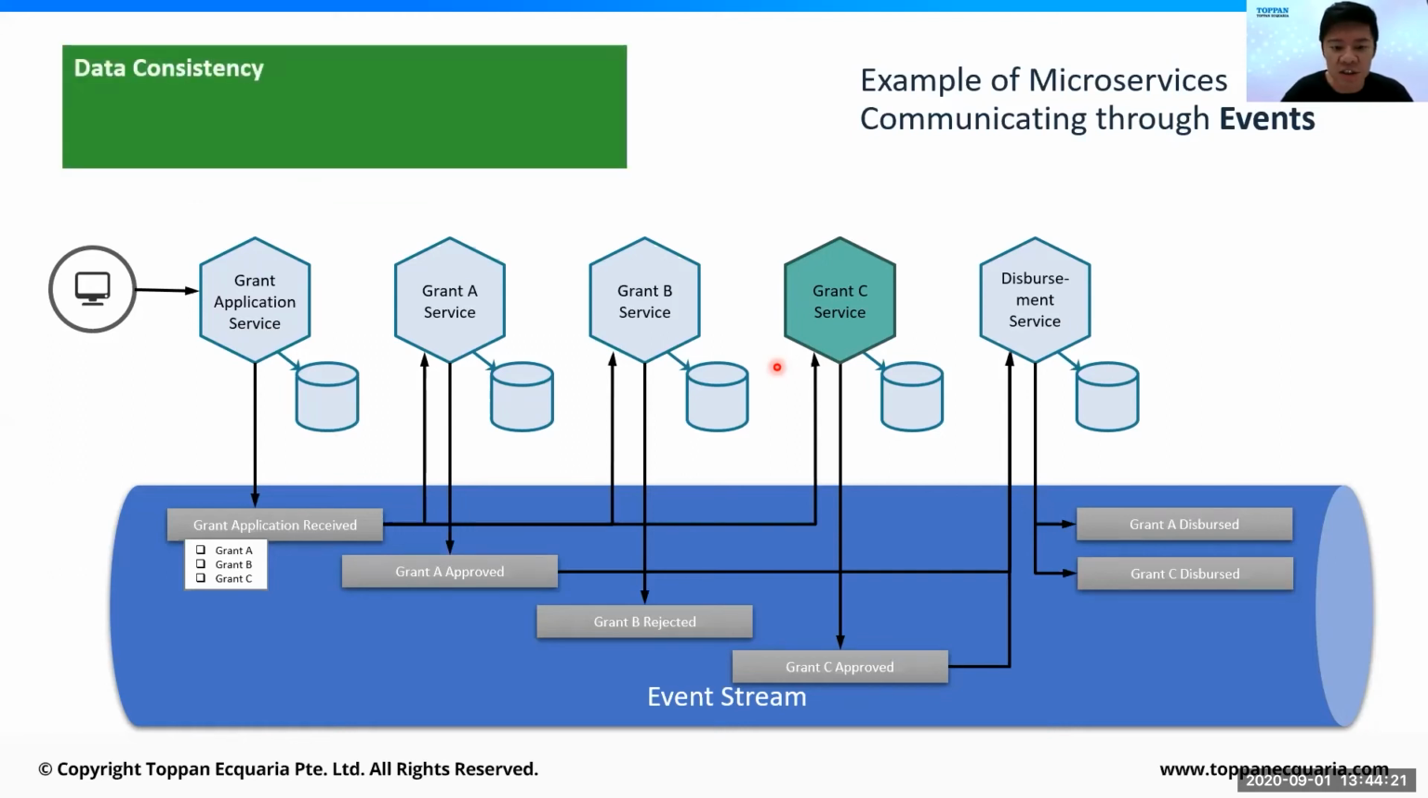How about the data consistency part? For this example, we see that the grant application received is persisted into the event stream even when the grant C service was down. And when the grant C service recovers, it picks up the data from the event stream. So there's no data loss. And there's no need for the complex compensations or reconciliations that I shared with the REST implementation earlier. This makes it easier to maintain data consistency.